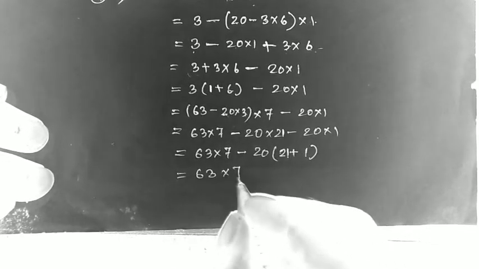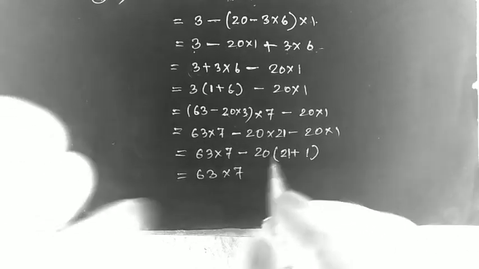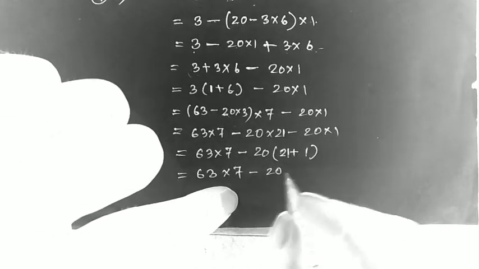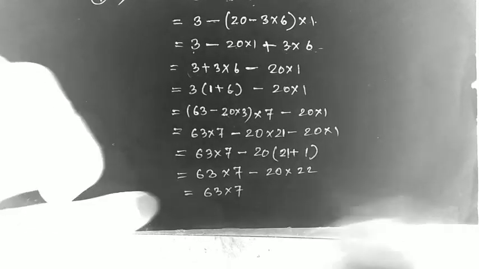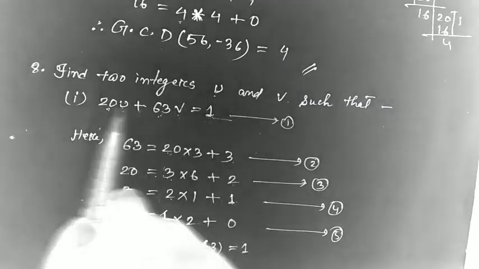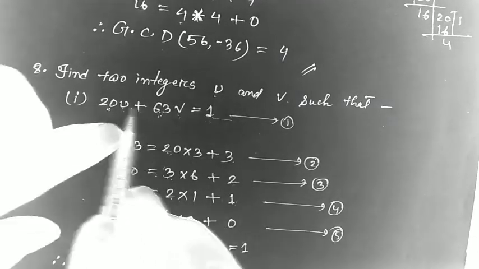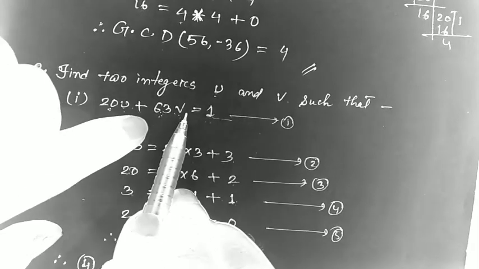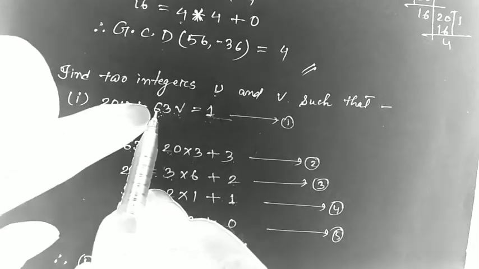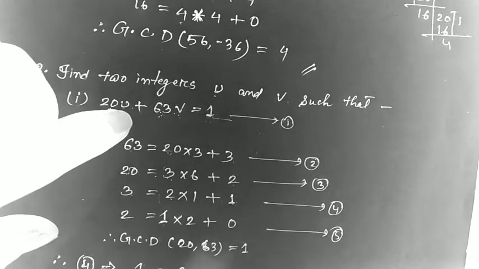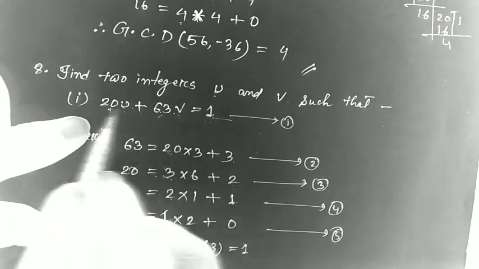Now see, if we write this thing, both are multiplying. 7 into 63, that means 63 into 7, we got 63, minus, as we need 20, if we multiply this thing, 20 into 21, no? 20 into 21. Why am I not multiplying with 20? Because we need 20. So 20 we will keep the same. 20 into 21 and minus 20 into 1.